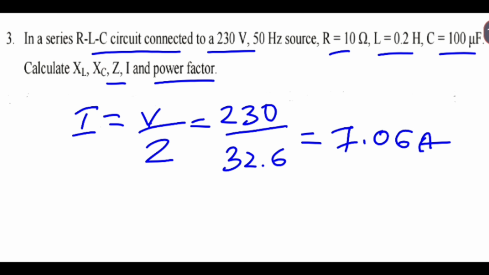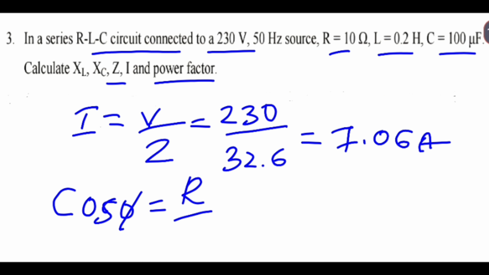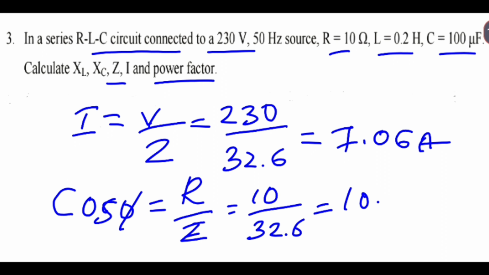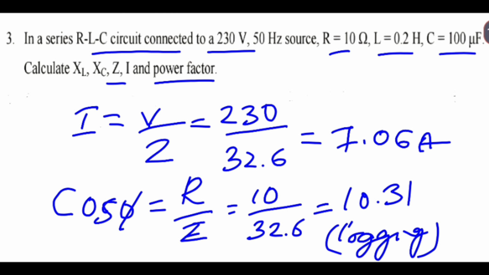Next is the power factor. The power factor we represent as cos phi. So cos phi is equal to R by Z. So substitute 10, Z is 32.6. So you will get 0.31. You can represent it as lagging. So this will be the answer for this question. We'll move on to the next question.